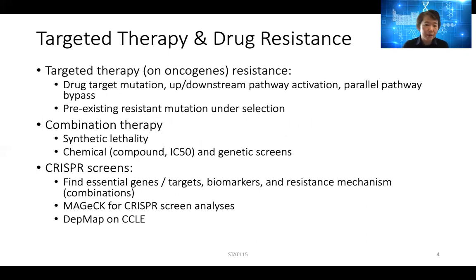So targeted therapy is mostly drugs that can target oncogenes. For example, if you have an EGFR mutation, then the patients, or the tumors, are more sensitive to EGFR inhibitors. If they have an ALK translocation, they are more sensitive to ALK inhibitors. If they have a BRAF mutation, they are more sensitive to BRAF inhibitors.